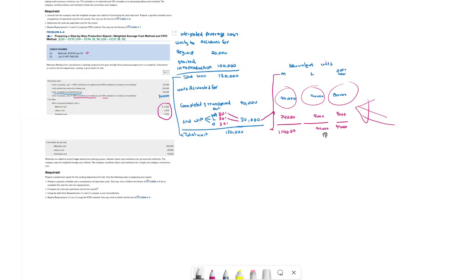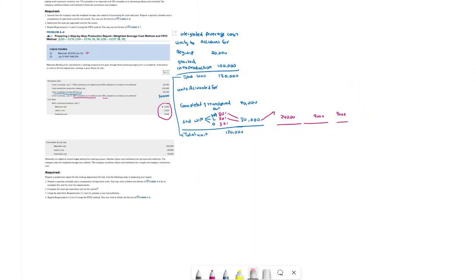The ending is exactly the same, but I needed to change my transferred out, because now we are going to have a beginning working process, which was your 20,000 units, and this is your 30. I need to come up with 120,000. My transferred out will be 70,000. We have material, labor, and overhead. For the working process, we're only going to do the remaining. So let's look at your remaining.